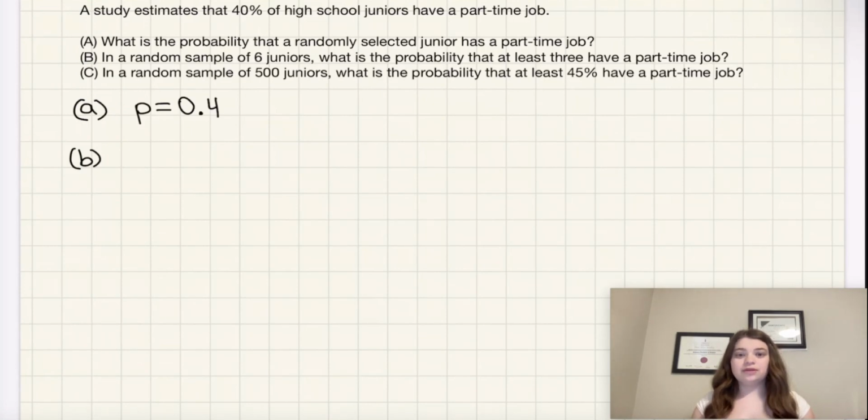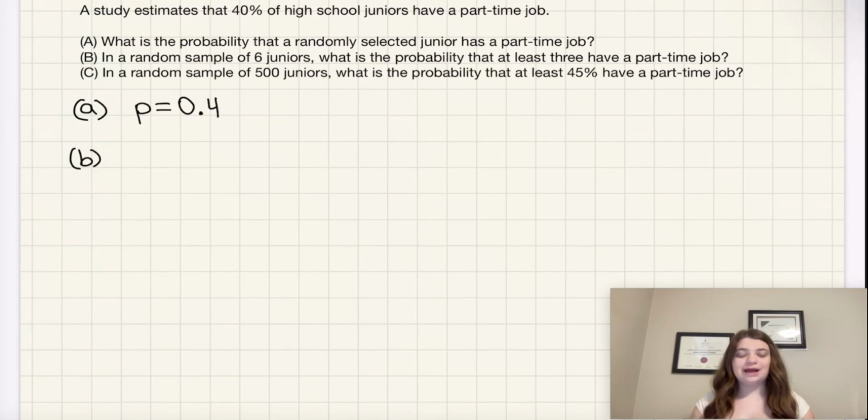First off, were the juniors randomly selected? That condition is met here because they did say a random sample of 6 juniors, so that first one is met. Also, we have to test for independence. Are the 6 juniors going to be 10% or less of the overall population of all high school juniors? Well, almost certainly, yes. In fact, they'd be even less than that, even if it was just in the context of juniors at a particular school. So, certainly, yes for that one.